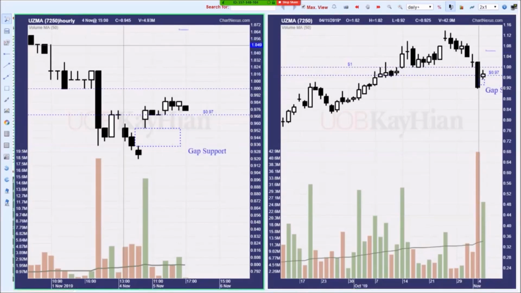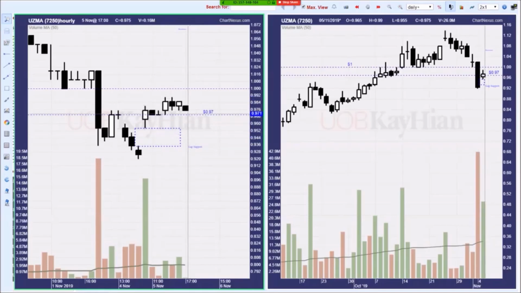Go to the left-hand side on the chart, in the hourly chart, you take a look at USMA right here. What are the two levels that we are interested in? One ringgit. The first resistance for USMA going upwards will be this first 1 ringgit. Now, USMA is going to trade either up to break this 1 ringgit, or it can come down and test this gap support over here.